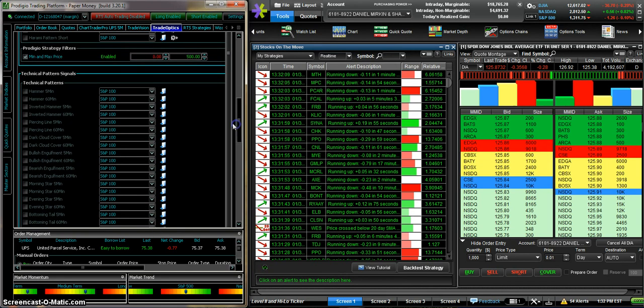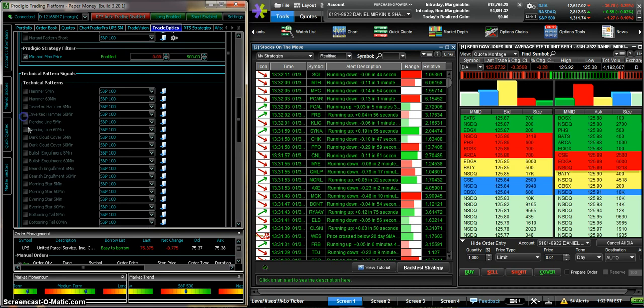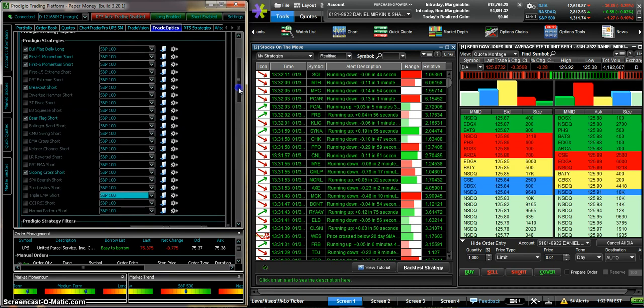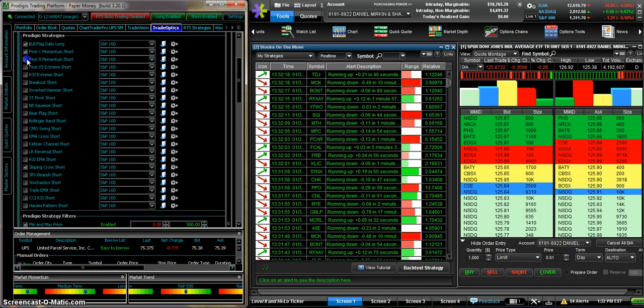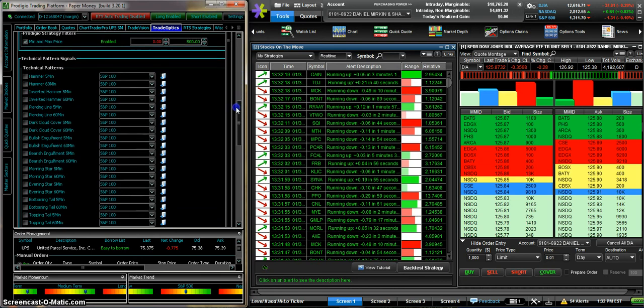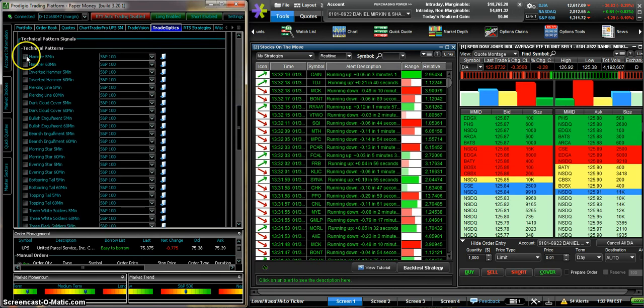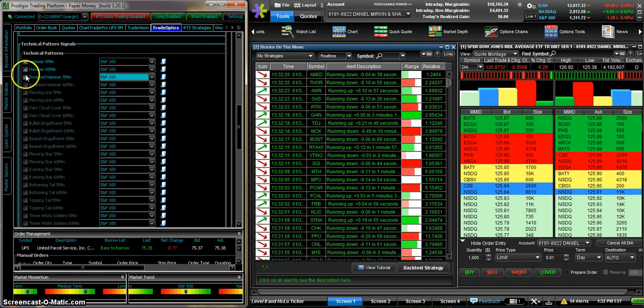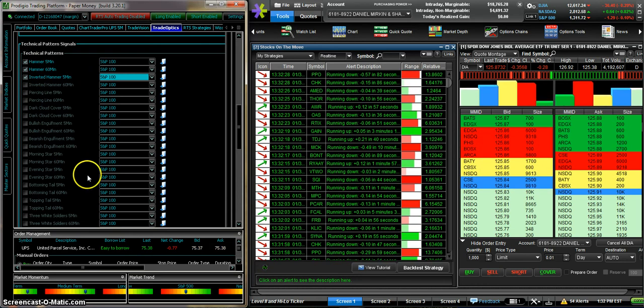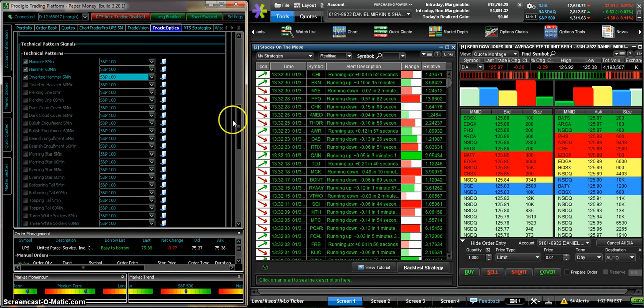So again, they have some technical patterns, but if you've selected more than 20 of these, you can't select any of the other ones. So I'm going to deselect some, and then I'll select a couple of these. But see, that's it. Now that I've selected these three, I can't select any more. So there's a lot of limitations.